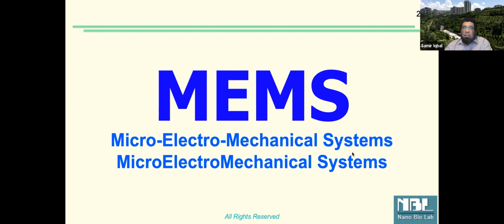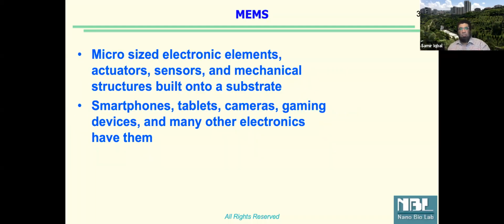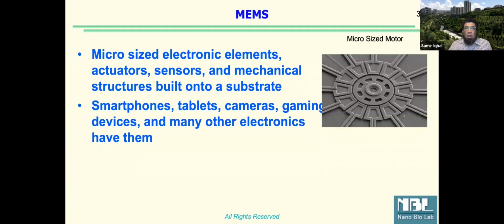So when you do those at micro scale, we call it MEMS, right? So that's what the definition is: micro-size electronic elements, actuators, sensors, all these things made at micro scale. And interestingly, we use these things in almost every gadget that we have: cell phones, tablets, cameras, gaming devices, your speaker systems, sensors, motion sensor cameras. You think about it, they all have these miniature things.